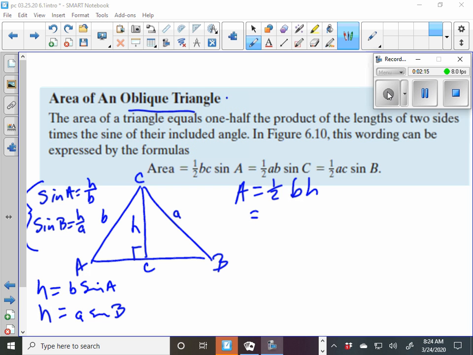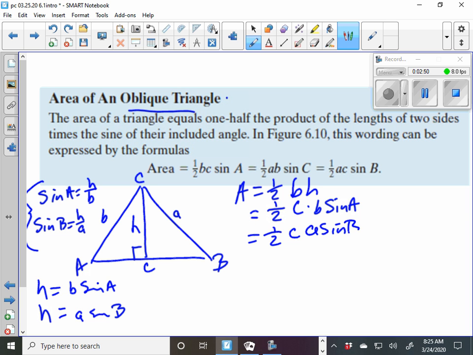So we know this side here is side C, right? If we plug this in place of H, we can get 1/2 the base of C times B sine A, sorry about that, it should be B sine A. Or if we'd gone from the other side, we can go 1/2 the base of C and A sine B. Now, notice the connections here.